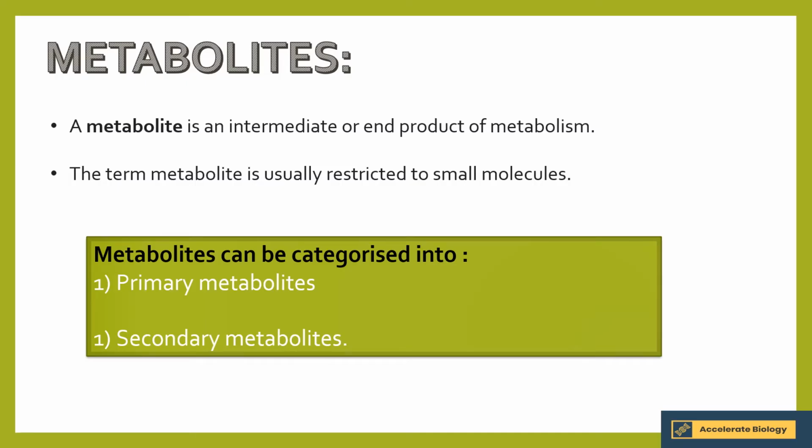Now, metabolites are biomolecules, micro as well as macromolecules, which are either intermediates or products of metabolism. So, a metabolite is an intermediate or an end product of metabolism. So, they are formed during the metabolic pathway. Now, these metabolites are generally taken to be small molecules. The term metabolite is usually restricted to only small molecules. So, these metabolites can be categorized into two types: primary metabolites and secondary metabolites.